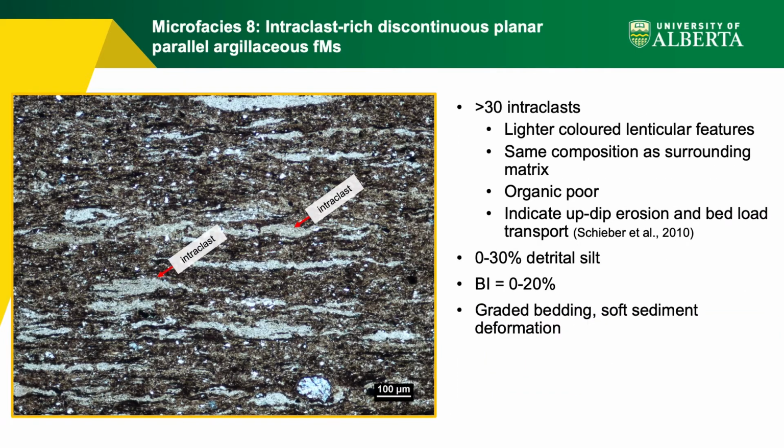The final microfacies we identified was the interclastic-rich, discontinuous, planar parallel laminated, argillaceous fine mudstone. It's characterized by greater than 30% volume of interclastic aggregates. These aggregates are the lenticular lighter-colored features you see in the image here, and they're interpreted as the product of up-dip erosion of previously deposited semi-consolidated muds that have been transported to more distal locations and subsequently flattened through compaction. These interclasts can be commonly misinterpreted as pelagic fecal pellets or cross-sections of small microburrows.